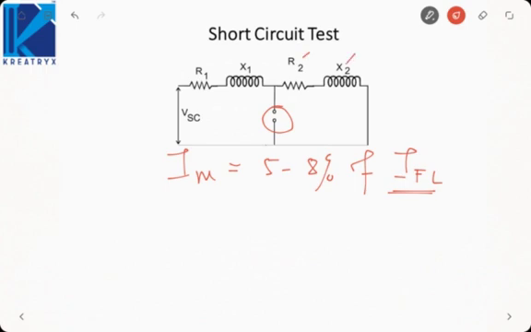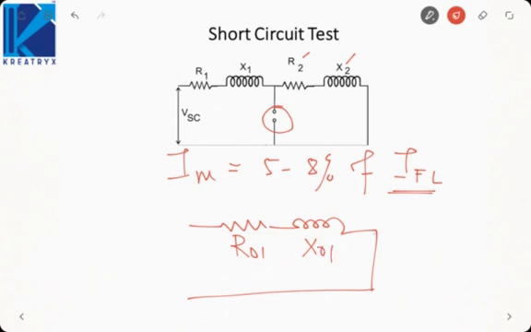These are the secondary winding resistance and the secondary leakage reactance referred to the primary winding. Since we have neglected the shunt branch, these both will come in series and the equivalent circuit will be something like this. This will be my R01, this will be my X01. Since we short circuited the secondary side, this will be short circuit, and here we will apply the short circuit voltage VSC. Current ISC will be flowing, which is equal to I rated. As I told you, this test will be conducted at rated current.